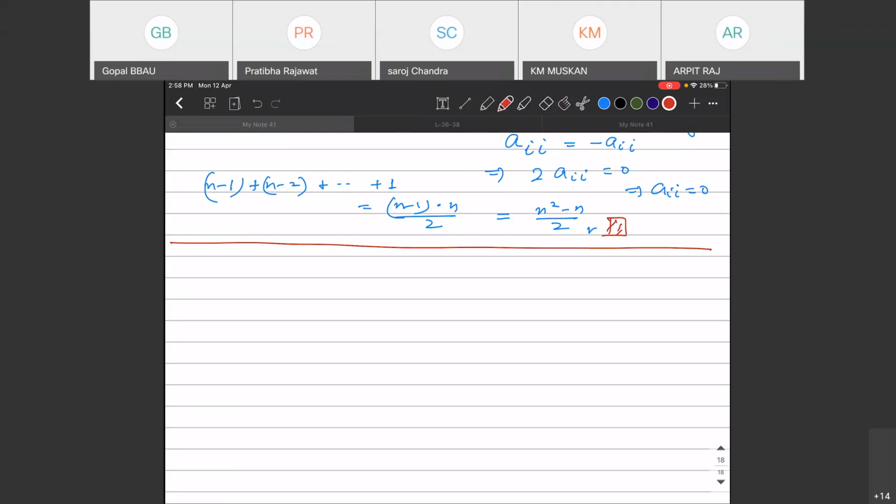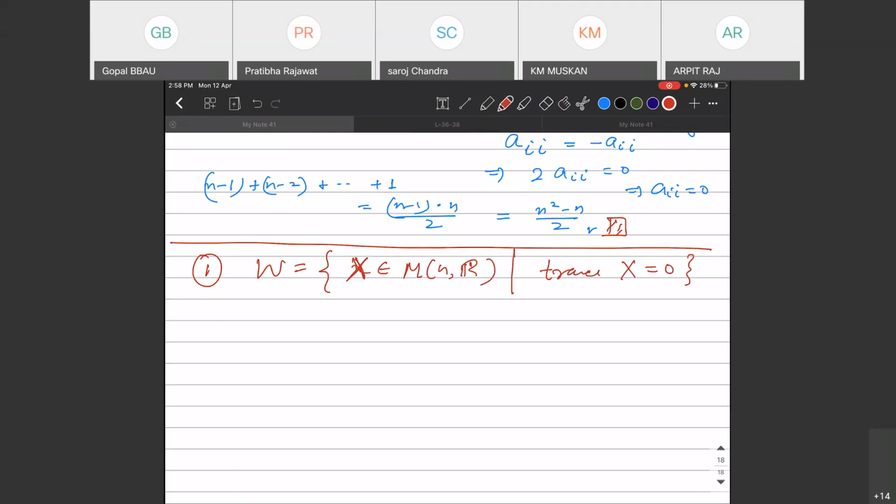Two things. First one is, let's say we take a subspace of M_n(R), W, all those square matrices X such that trace of X equal to 0.